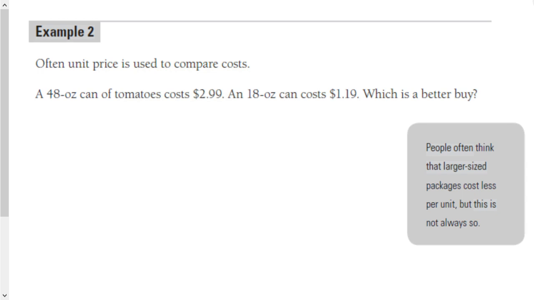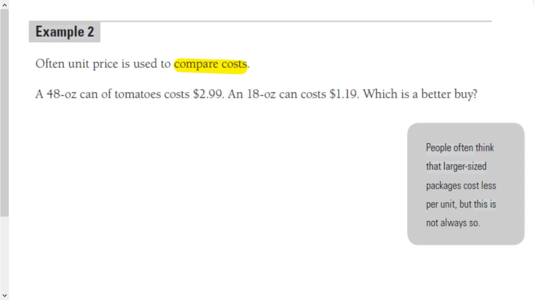This one is comparing costs. This is really useful for us where we are, because a lot of times we go out and we buy bulk packaging to bring up north with us, and this is useful to see if it's actually cheaper. So a 48-ounce can of tomatoes costs $2.99. An 18-ounce can costs $1.19. Which one is the better buy?